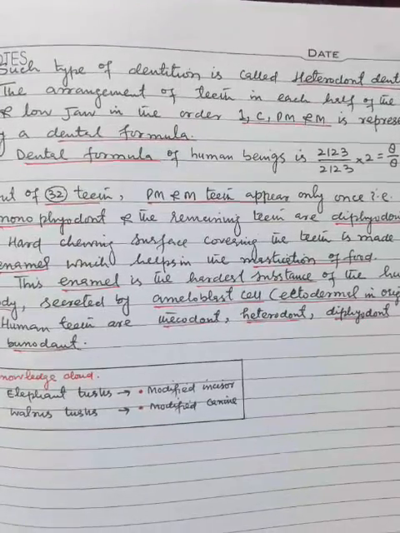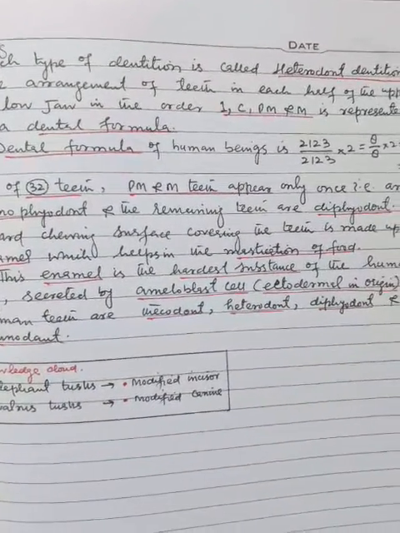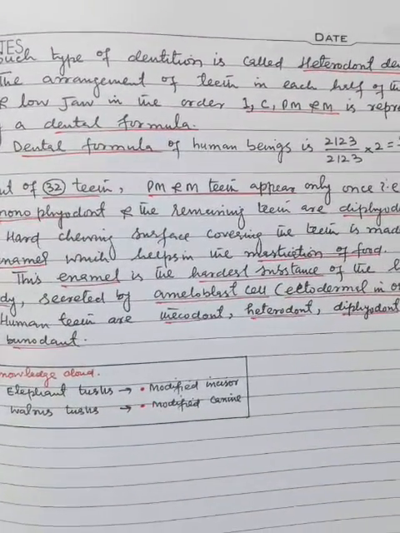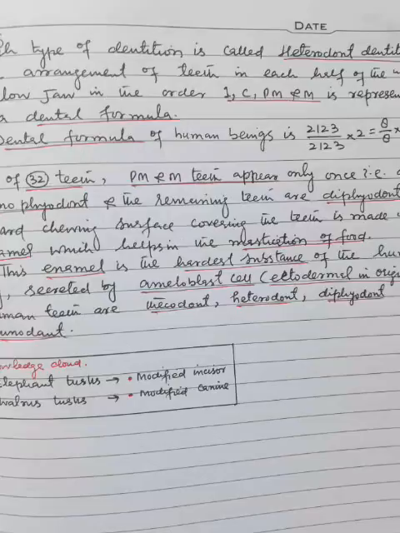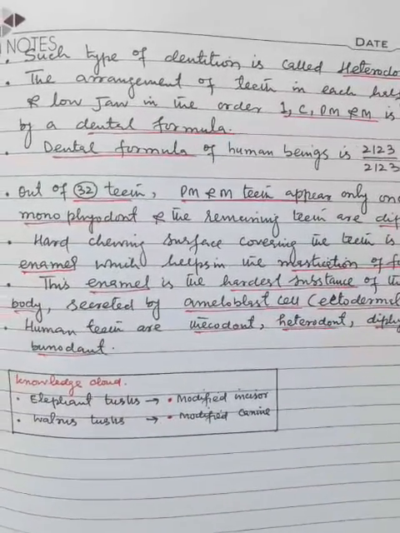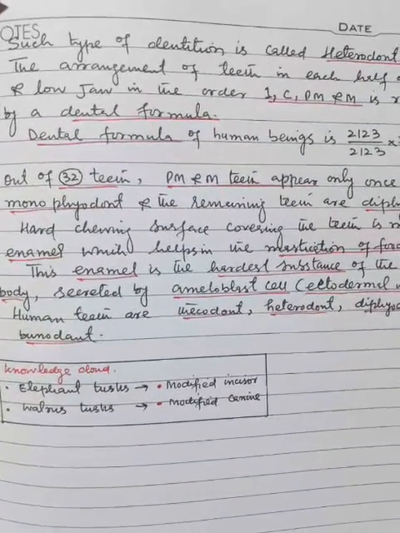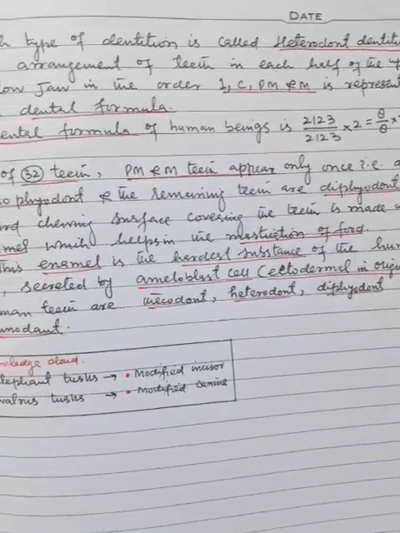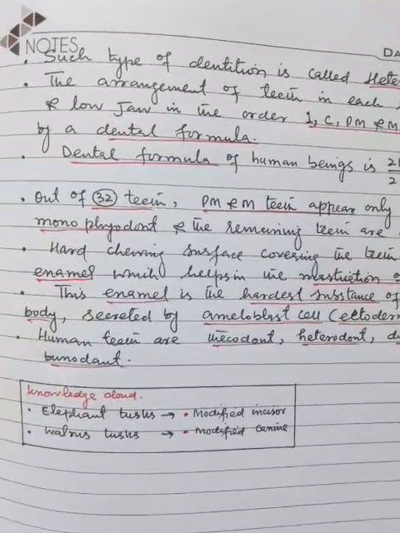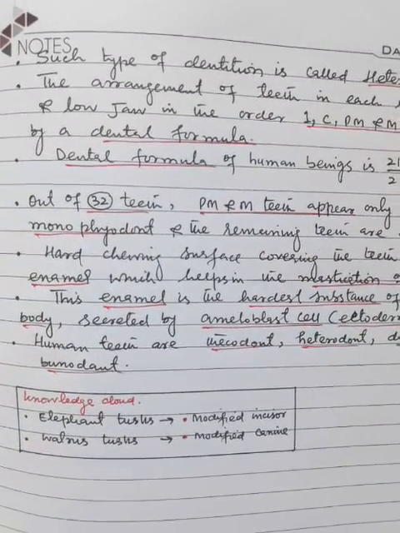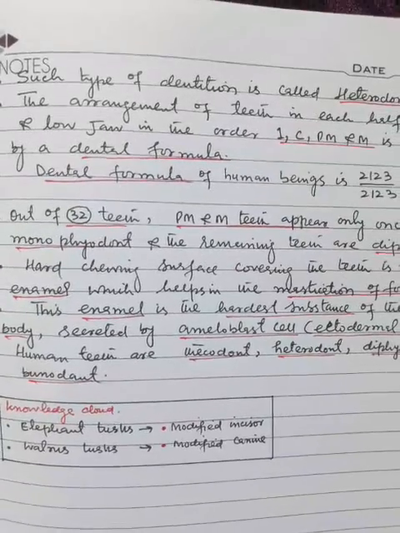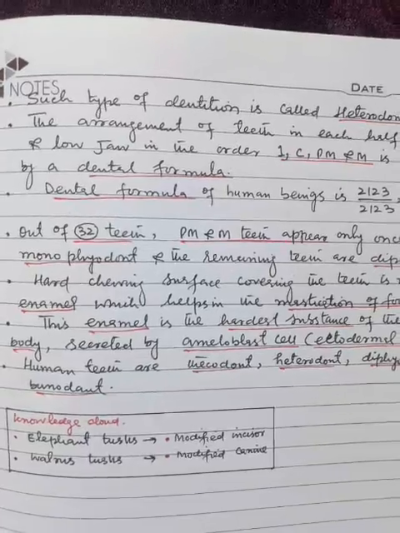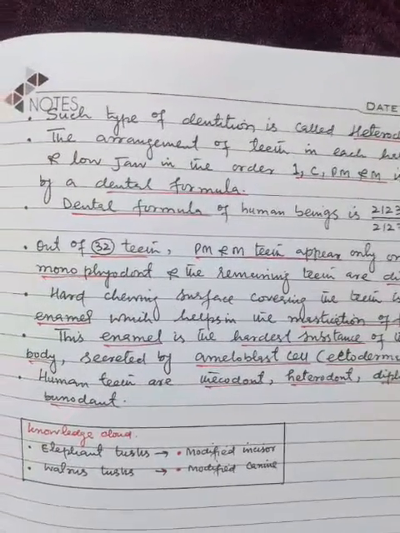This enamel is the hardest substance of the human body, secreted by ameloblast cells, which are ectodermal in origin. Now, human teeth are thecodont, heterodont, diphyodont, and bunodont. Now, something in the knowledge cloud. Elephant tusks are actually modified incisors, and walrus tusks are modified canines.